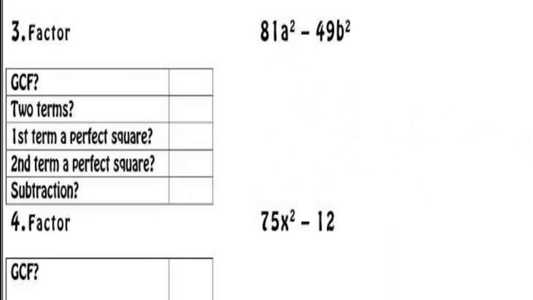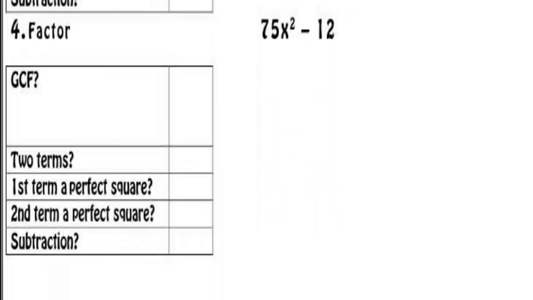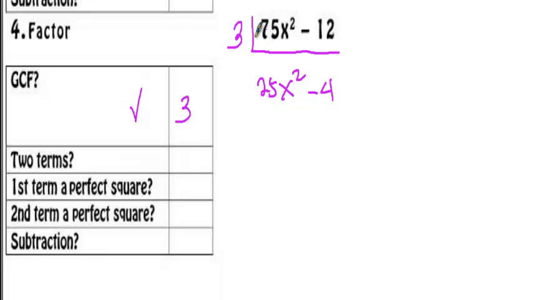Our example number 4, let's skip number 3 and move on to example number 4. Alright, do we have a GCF? I think we'll be able to get a GCF here between 75 and 12. I think we can divide both of them by 3. So here, 75 divided by 3 will give us 25, and 12 divided by 3 is 4. So we have a GCF, which is equal to 3. So now, this expression is equal to 3 times 25x squared minus 4.